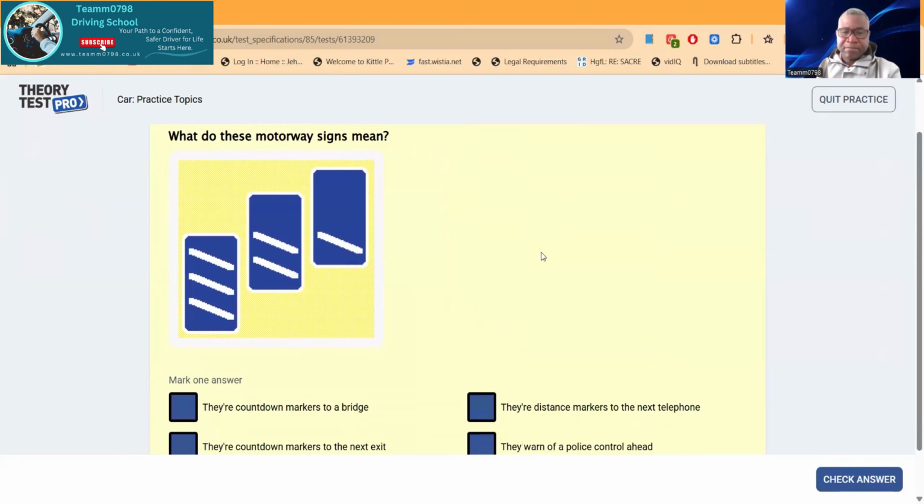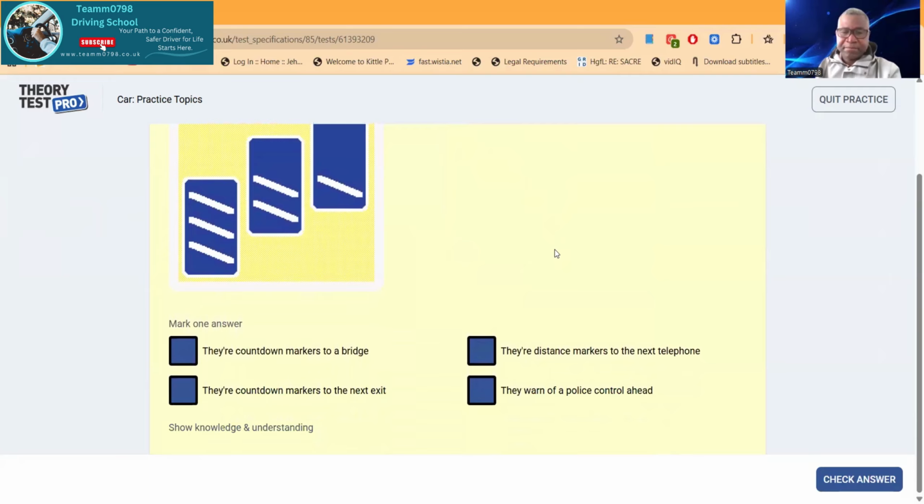What do these motorway signs mean? They're countdown markers to a bridge. They're distance markers to the next telephone. They're countdown markers to the next exit. They warn of a police control ahead. They're countdown to your exit. Okay.